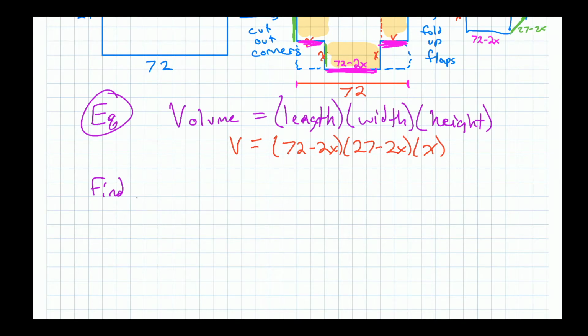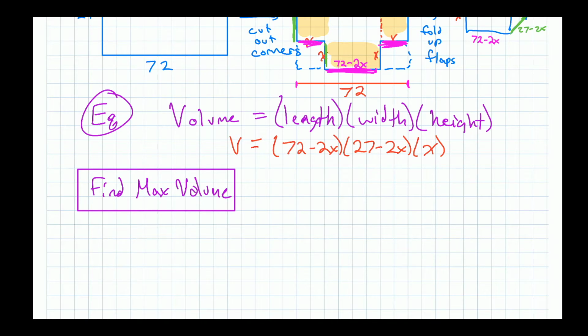find max volume. Now technically we are not trying to find the max volume. We're actually trying to find the x value that gives us the max volume. Because they didn't say what is the max volume, they said what size square should we cut out. But if you know the answer to one of those, you know the answer to the other one. So find the max volume.